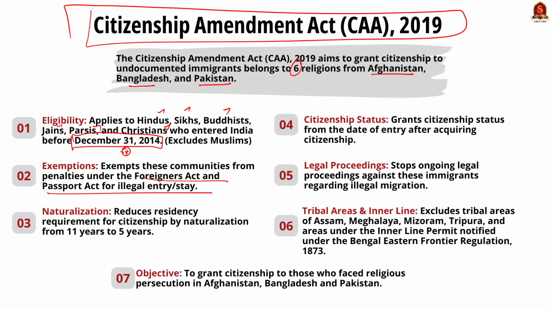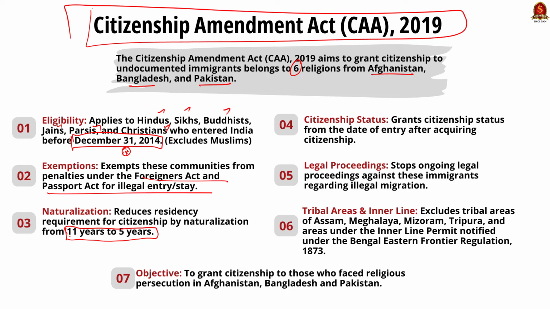Secondly, the CAA 2019 relaxed the requirement of naturalization. That is, generally 11 years of staying in India is required to get Indian citizenship through the process of naturalization. But CAA 2019 relaxed this 11-year requirement to just 5 years. So, if the people belonging to the 6 mentioned religions have stayed in India for 5 years, they can be granted Indian citizenship through naturalization.